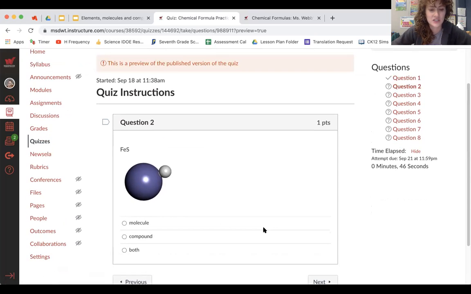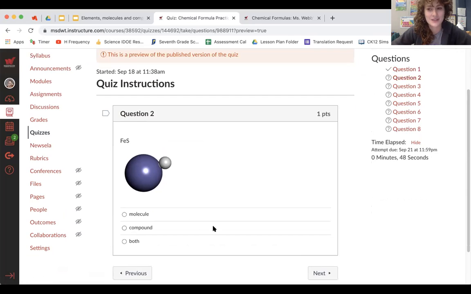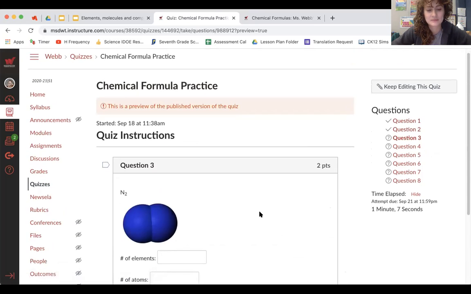Now, each of these questions has a follow-up question, which is, is this a molecule, a compound, or both? So a molecule means it has 2 atoms stuck together. It's a molecule. A compound means it has different elements in that molecule, and it does, so that's a molecule, which means it's both. Let's do the next one.